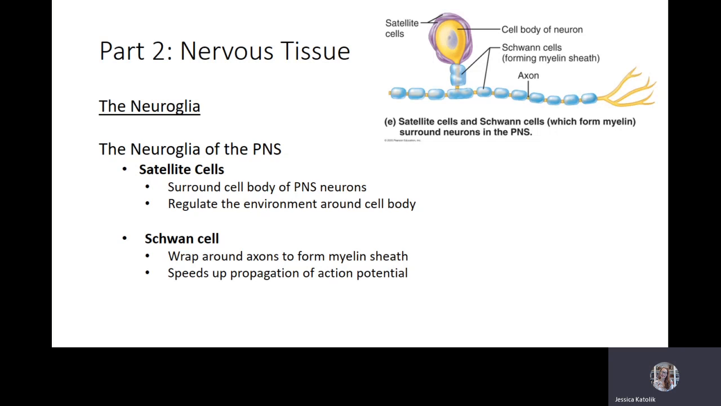And so what I'd like you to know for this is, where are these located? Central nervous system or peripheral nervous system? And what are their general functions? In the next video, we're going to look at how Schwann cells and oligodendrocytes form the myelin and learn how that myelin helps speed up the propagation of the action potential.